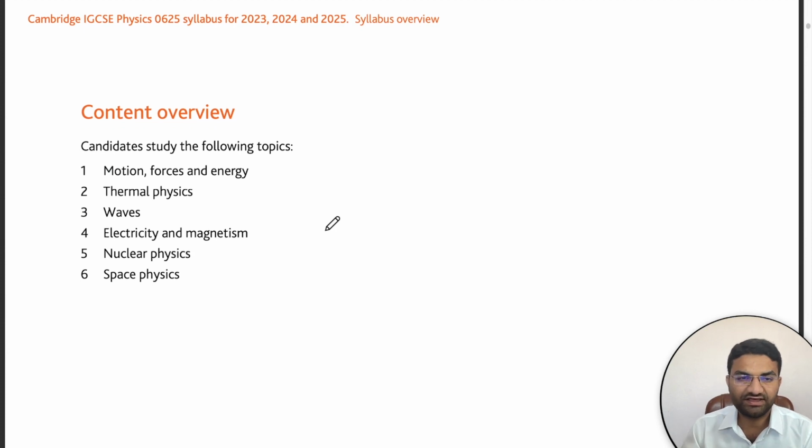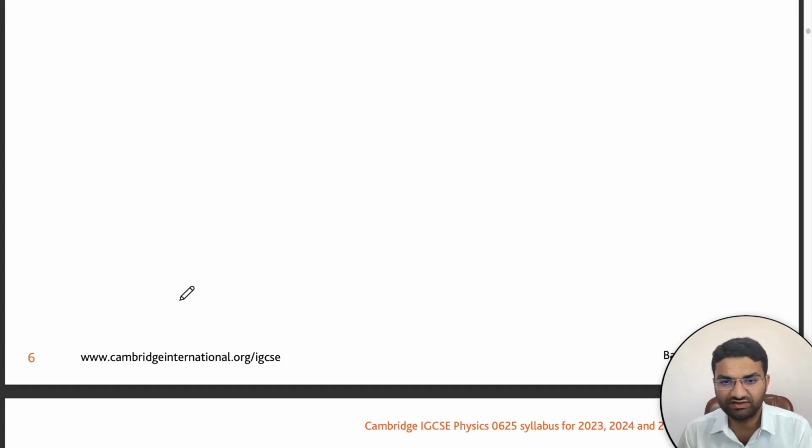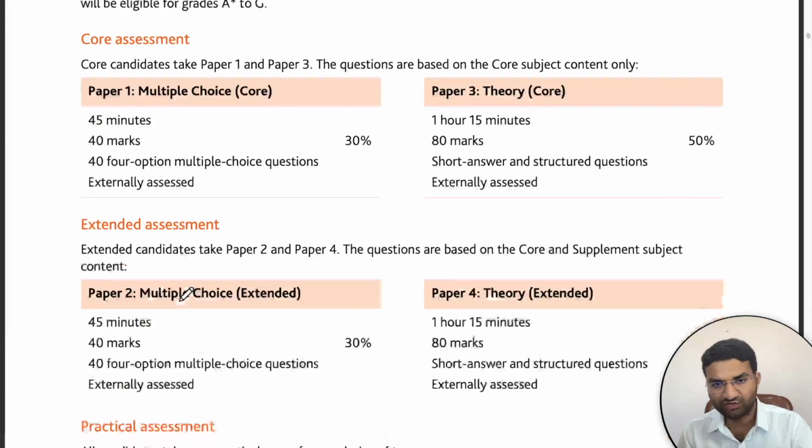For IGCSE physics, the topics are motion and forces, thermal physics, waves, electricity, magnetism, nuclear physics and space physics. These topics are again subdivided into some subtopics. We will discuss them here.